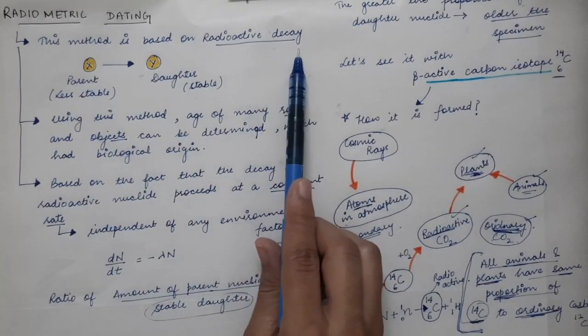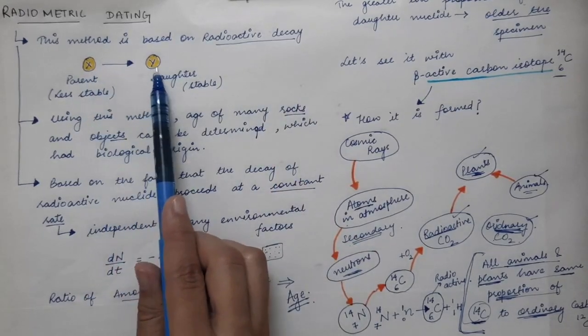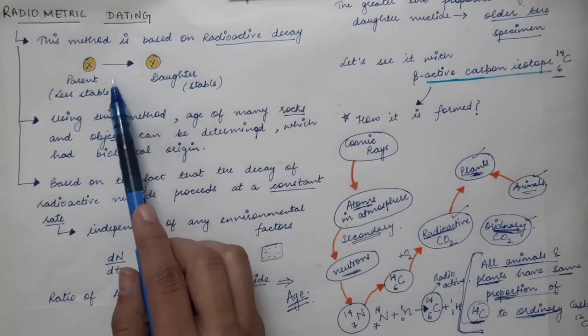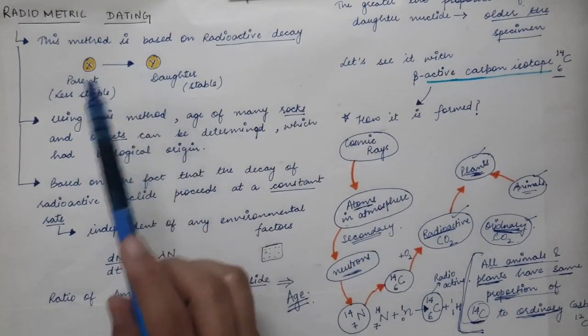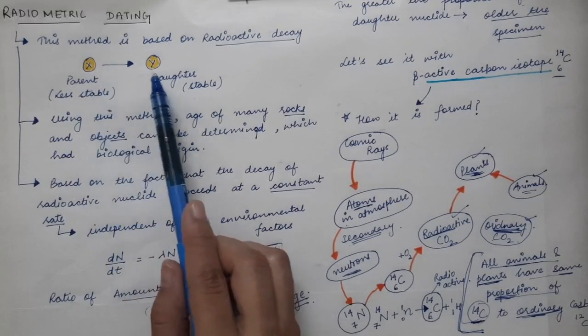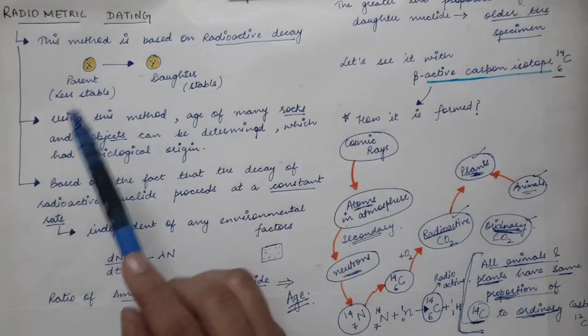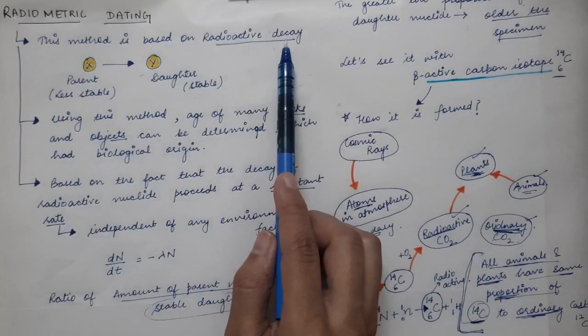So what is radioactive decay? In radioactive decay, a parent nuclei decays to daughter nuclei by either alpha decay, beta decay or gamma decay. The parent nuclei, which is less stable, decays into a daughter nuclei which is more stable as compared to the parent. So this is what radioactive decay is.